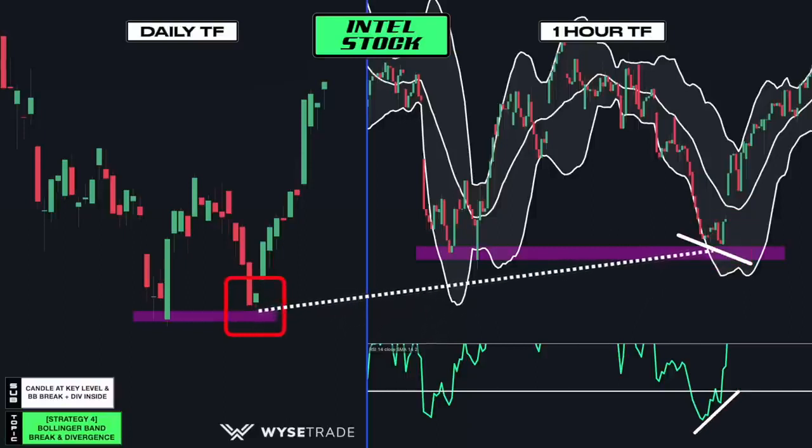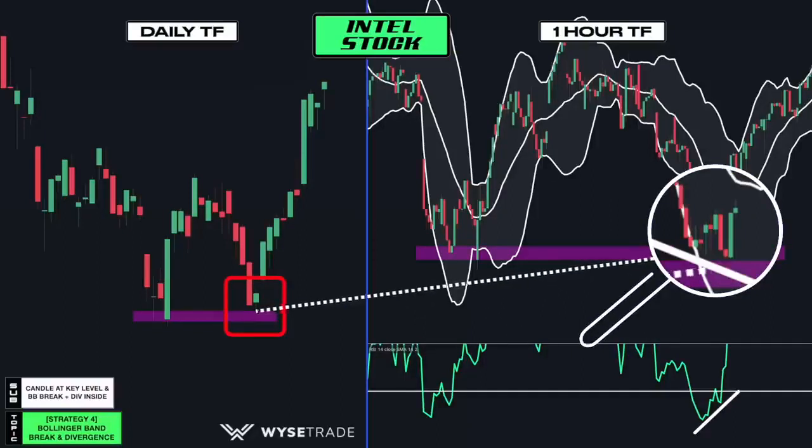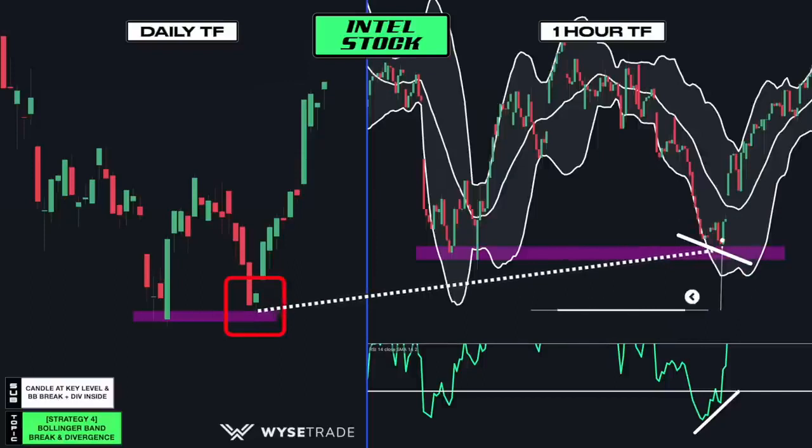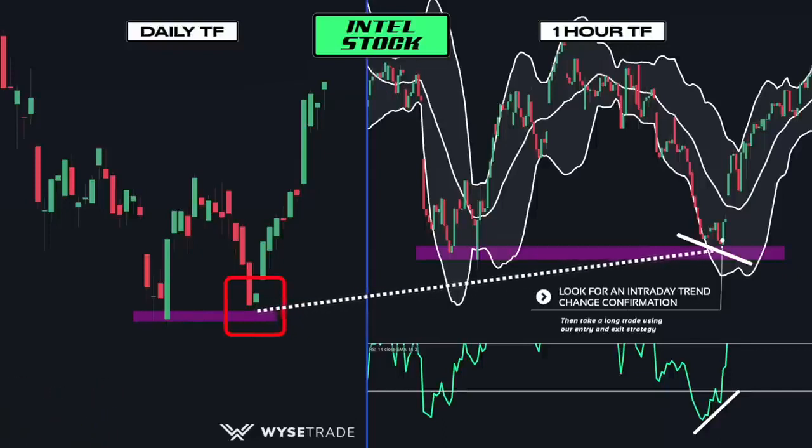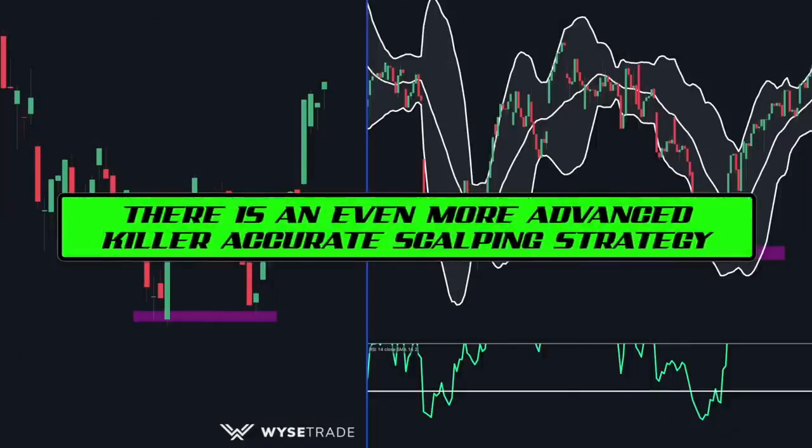Notice how you had a Bollinger Band break and divergence setup occur inside of the higher time frame long trade setup. You would then go to the even lower intraday timeframes to find a trend change confirmation before applying our entry and exit strategy. Now, there is an even more advanced scalping strategy using Bollinger Bands, one that is killer accurate. So here's the scalping formula.